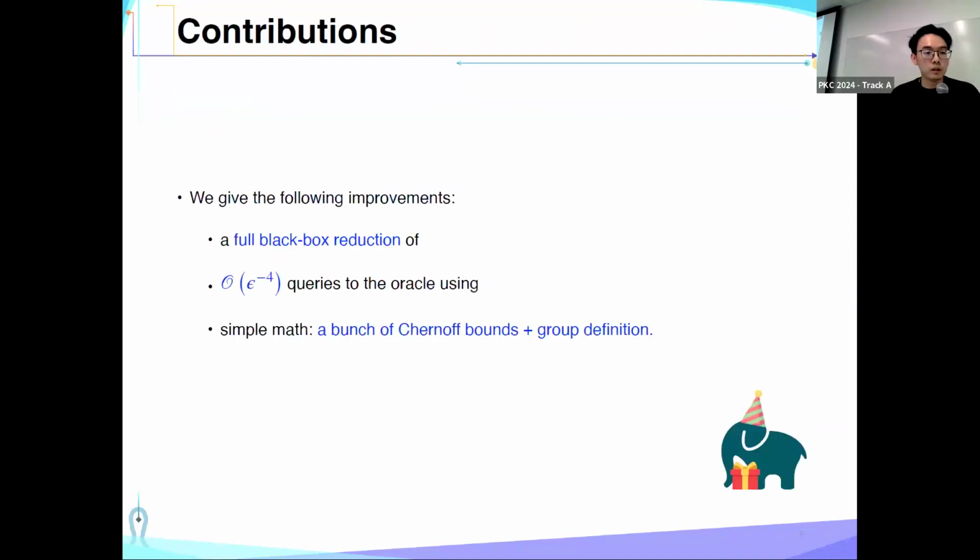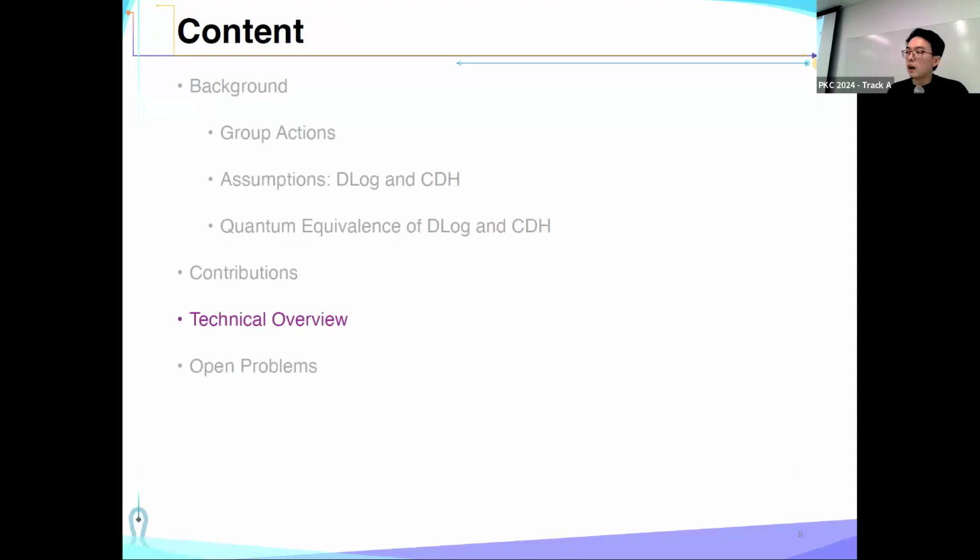So our contribution is very simple. We give a full black box reduction with big O of epsilon to the -4 queries to the oracle. And we are using very simple math, just a bunch of union bounds and the group definition. So now we are ready to talk about the technical overview.